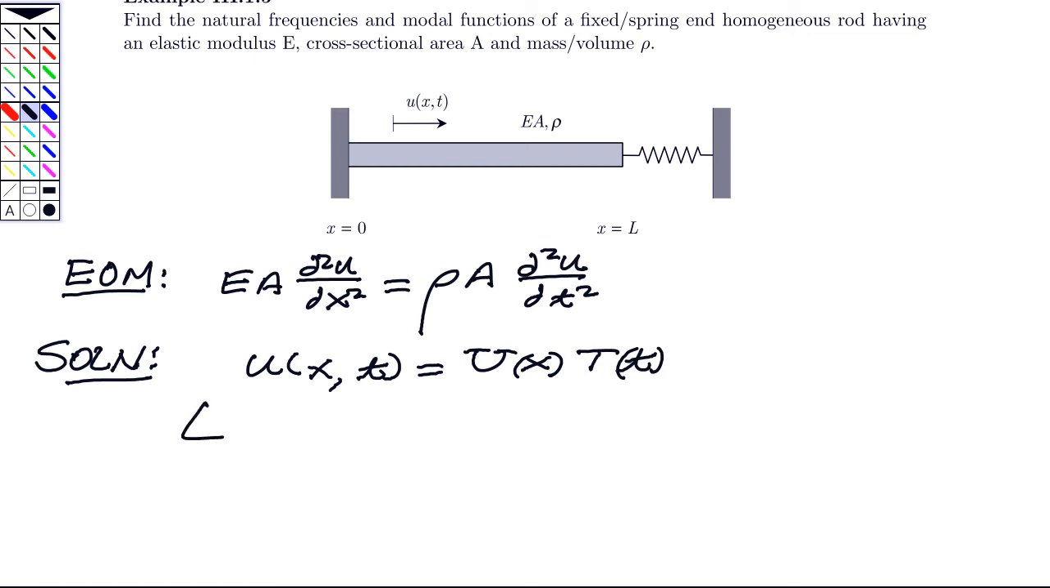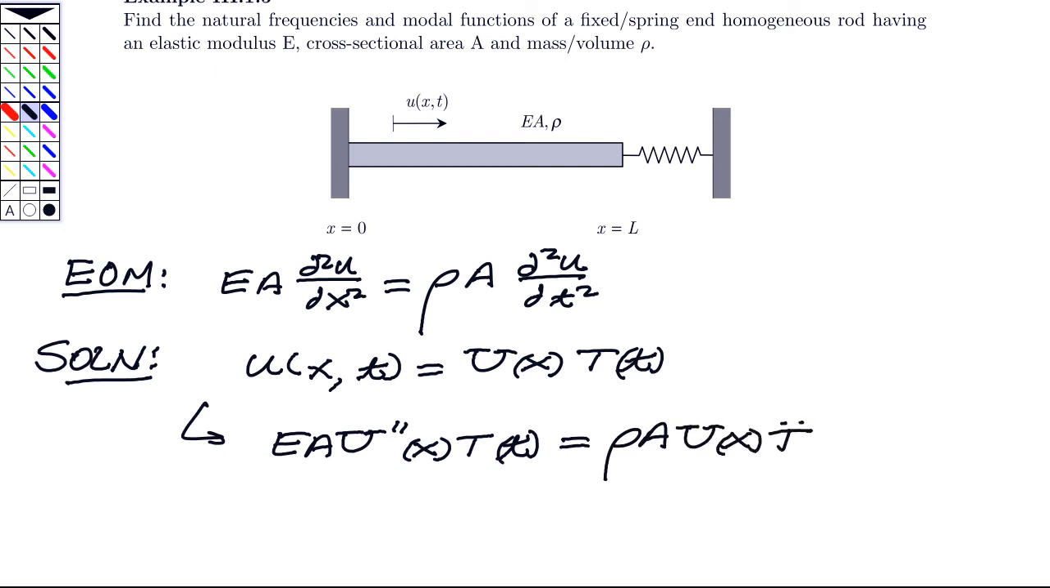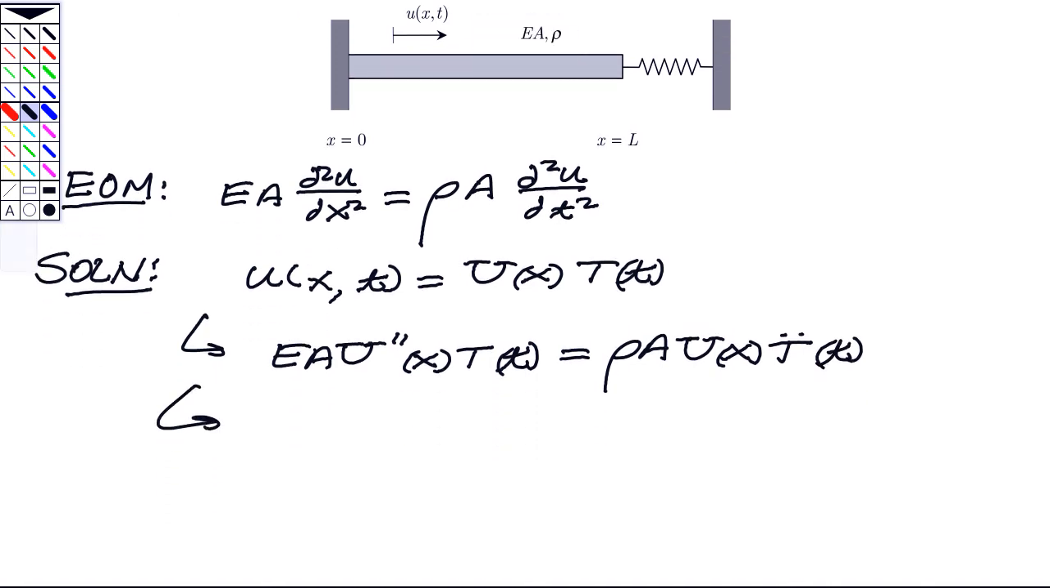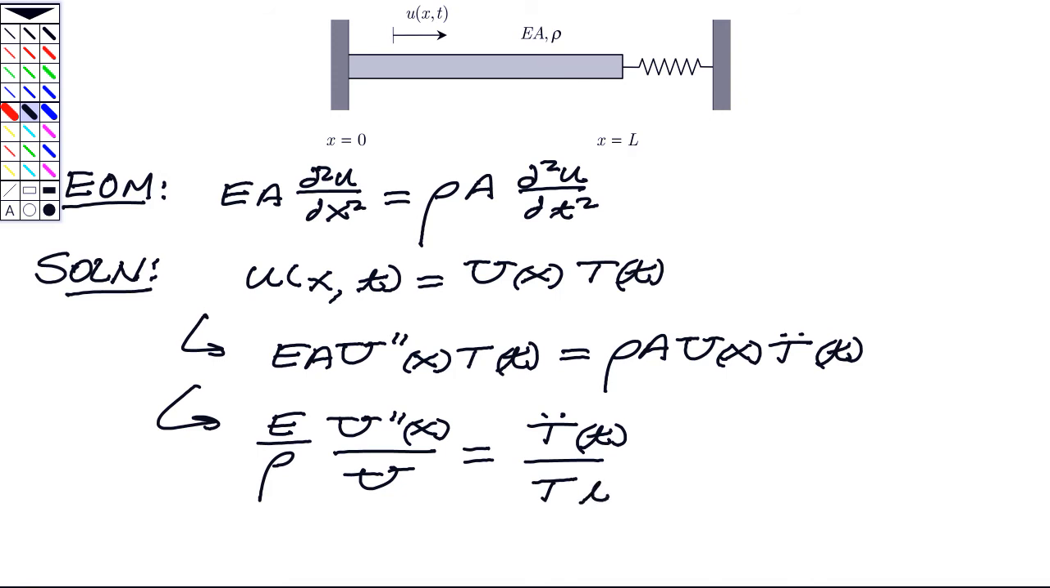Substituting into the equation of motion, we get EA U double prime of x, T of t. The right-hand side, rho A U of x, T double dot of t. And our usual thing here is to separate out the x part, put those on the left side, we get U double prime divided by the U's is equal to, on the right-hand side, T double dots divided by the T's.